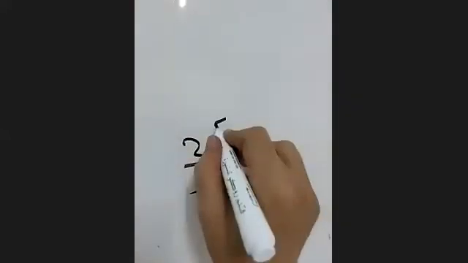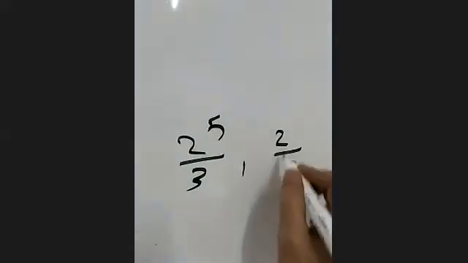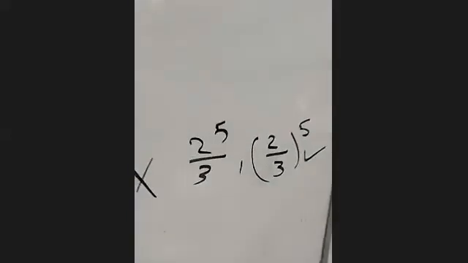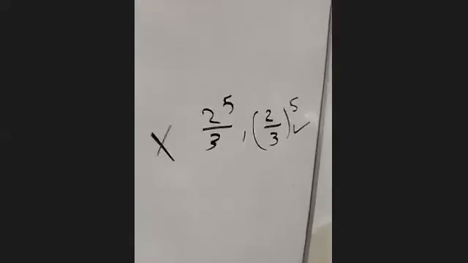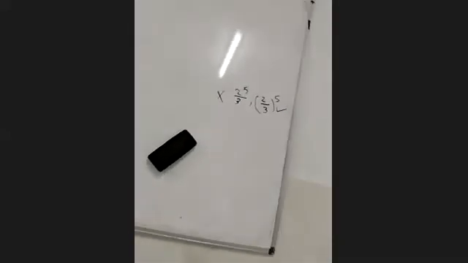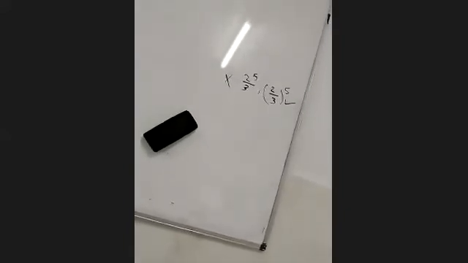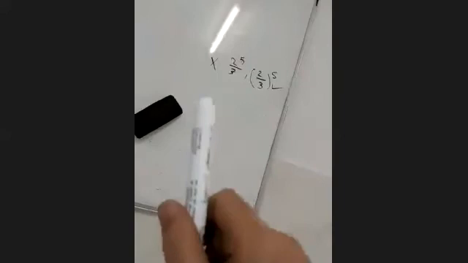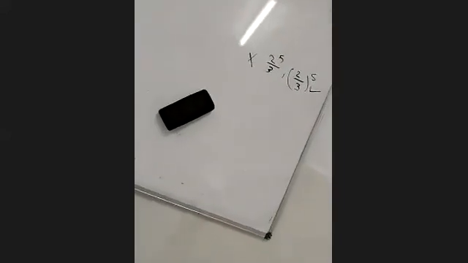Now, who can tell me, guys, why we write 2 over 3 to the power 5 like this and like this? Why is this wrong and why is this correct? If we want to multiply 2 over 3 by itself 5 times, how can we express it? Who can tell me why this is the wrong one and this is the correct one? I need to know why.